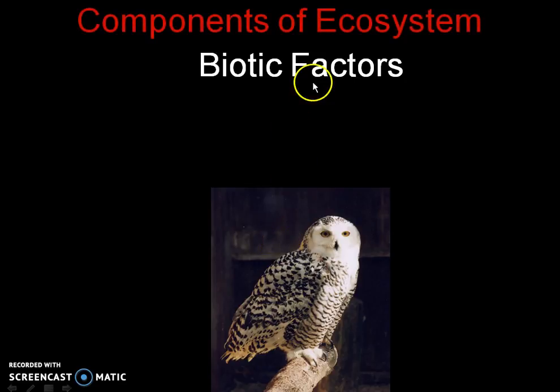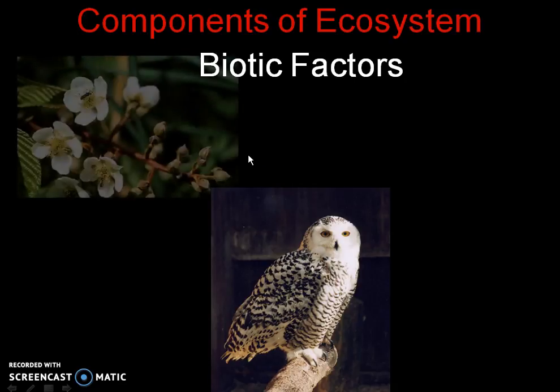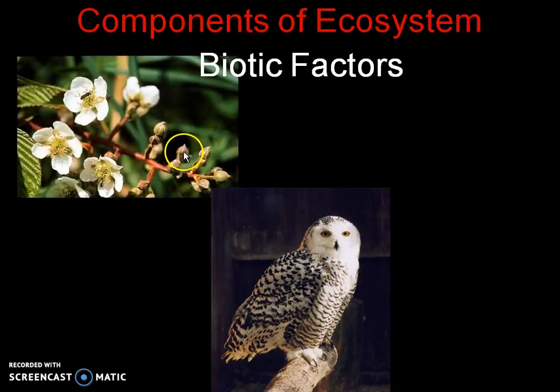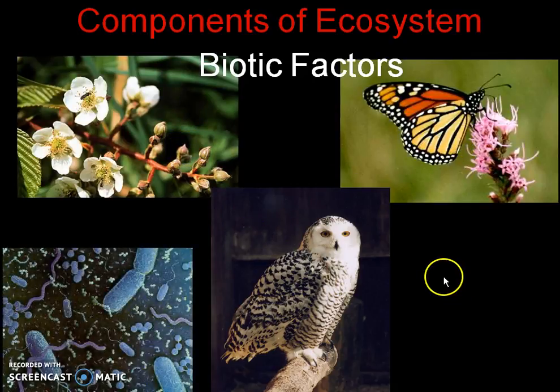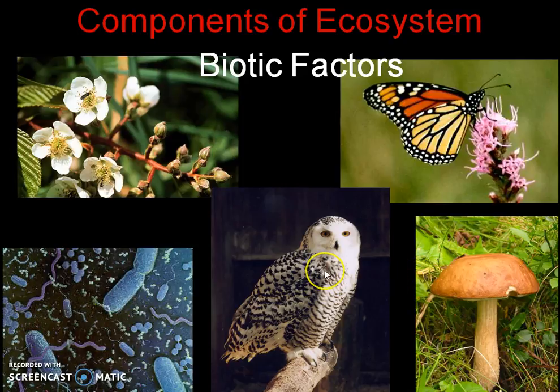The ecosystem is made up of two components: the biotic component or biotic factors, also called the living components, and the abiotic or non-living component. The biotic factors are the plants, animals, microorganisms, and also the scavengers.